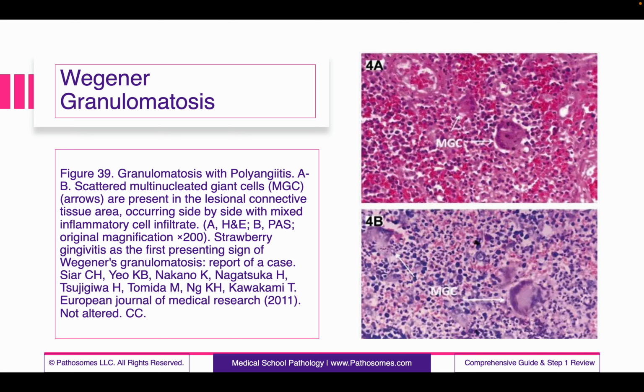Now, in this image, we're making sure that you can see the giant cells. There are even arrows pointing to them. You got this.